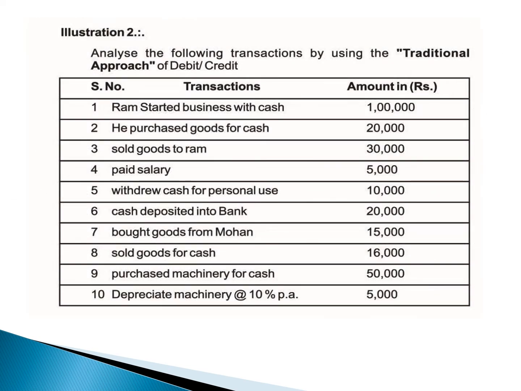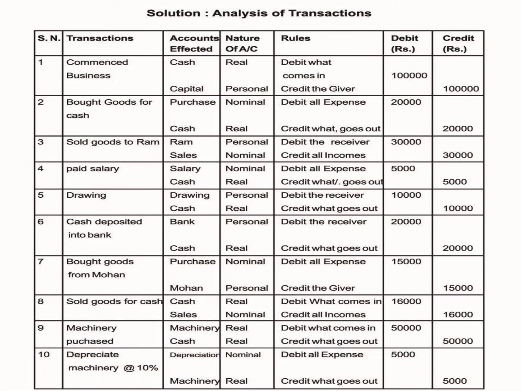Coming to the second illustration, analyze the following transactions by using the traditional approach of debit and credit. The first transaction is commence business. Accounts affected are cash account and capital account. Cash account is a real account and capital account is a personal account. The rules applied here are debit what comes in and credit the giver. Amount is 1 lakh.